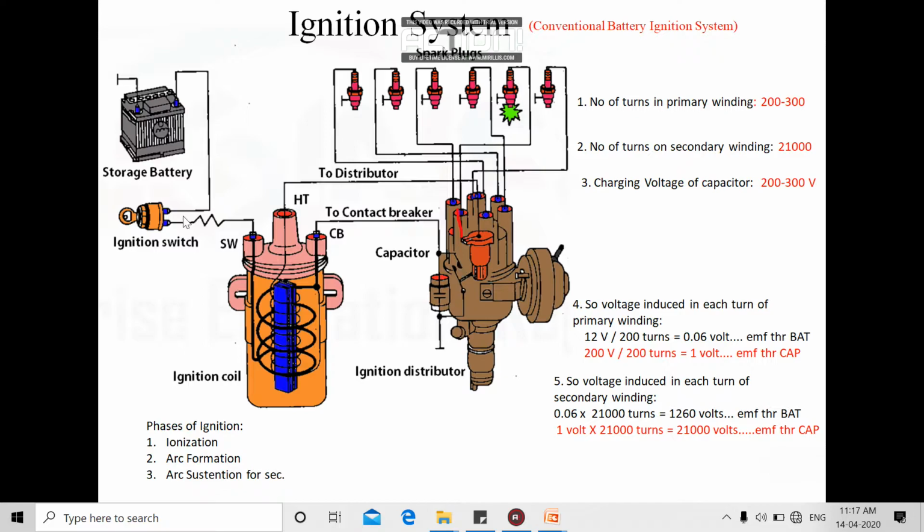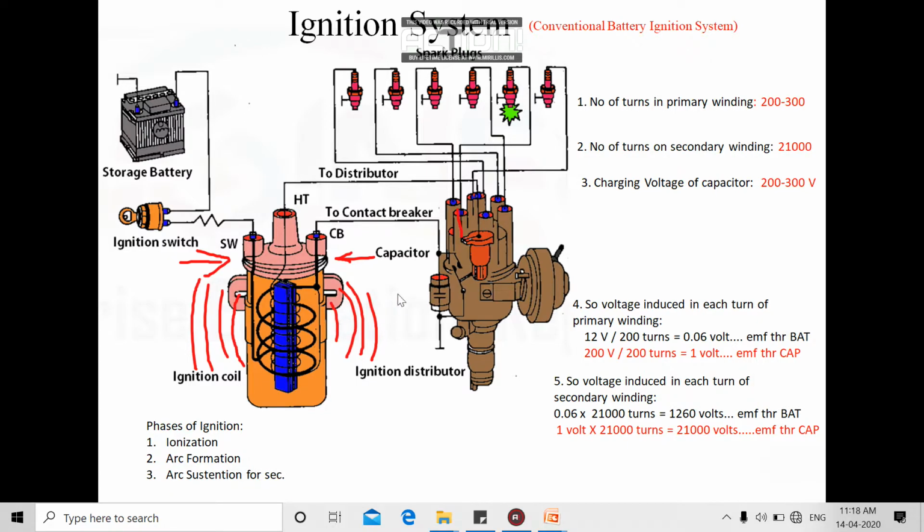Now what happened: as I told you previously, due to the 12 volt battery supply current, a magnetic field is developed here. That previously developed magnetic field starts to collapse in this direction gradually, like a sunset, as the sun gradually disappears.